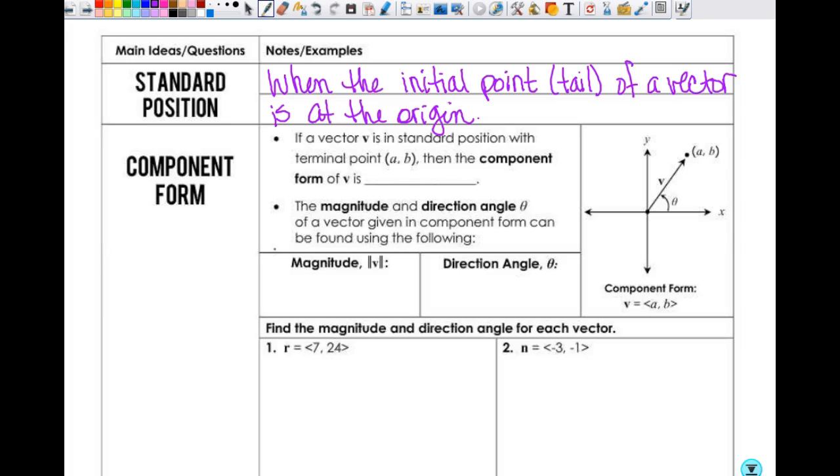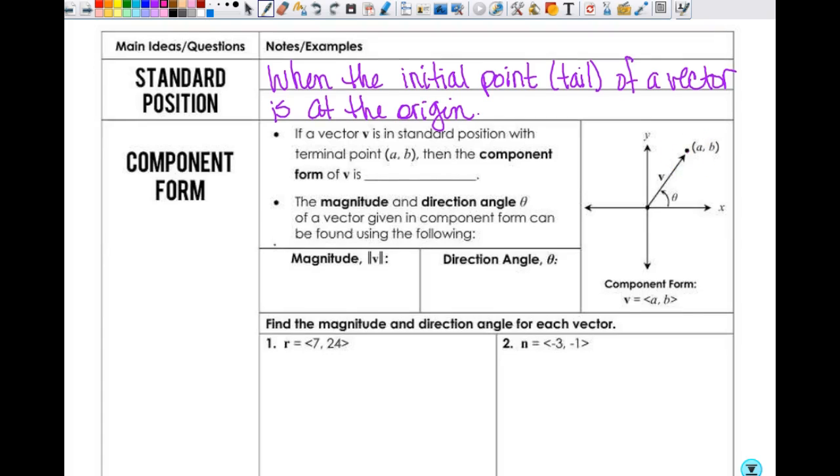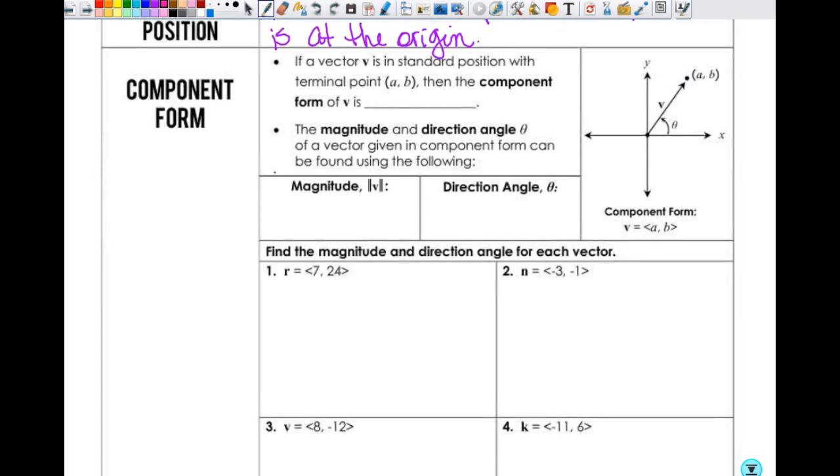Like in that picture over there. It does not always have to be in standard position, but it can be, and it's a good way to think about it when you're trying to think about the angles. If that is the case, then this point AB here would be our terminal point, obviously. So if a vector V is in standard position with terminal point AB, then you have a component form. Vocabulary is important, so you got to know what component form means. This vector would just be equal to AB with the pointy brackets. Pointy brackets means it's not a point that you go plot. It's a vector that could be located anywhere, and wherever you start from, you go to the right A, you go up B, or left and down if it's negative.